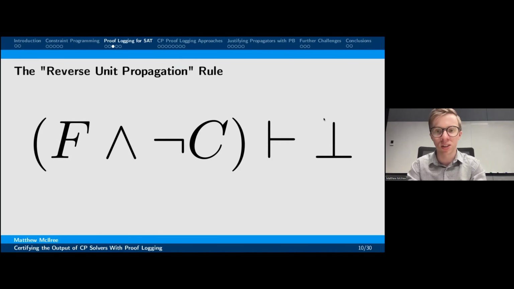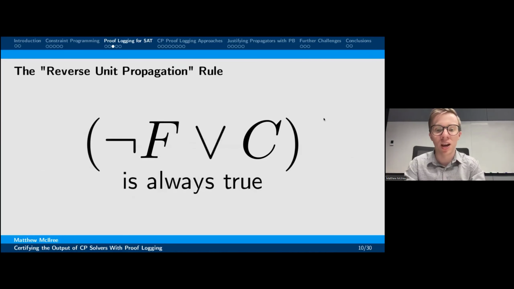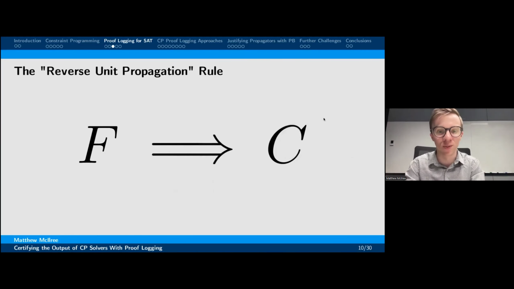It's not hard at all to see that this proof rule is sound, because if we've effectively shown by the dumbest possible reasoning procedure that F and not C is unsatisfiable, then we've said this formula is always false, which is the same as saying the negation of that formula, so not F or C, is always true, which by simple manipulation of the logical notation tells us that C is implied by F. This isn't the most formal proof of soundness, I know, but it maybe gives you some intuition. So what this means is that any solution to F is also going to be a solution to C. So we can add it to the formula without changing the satisfiability.